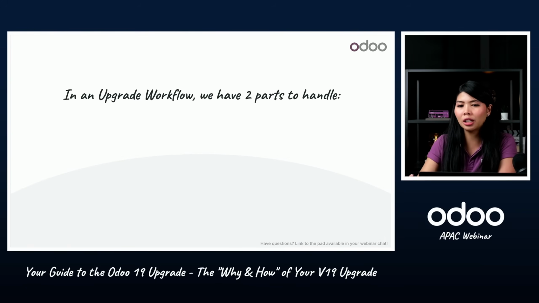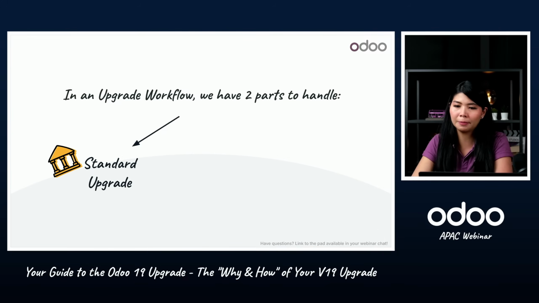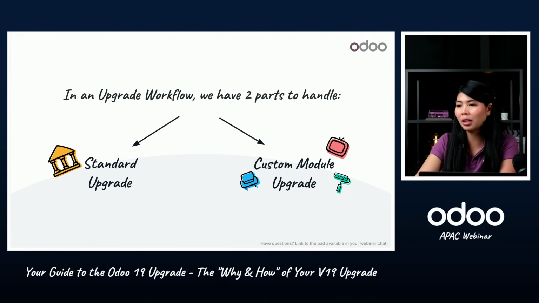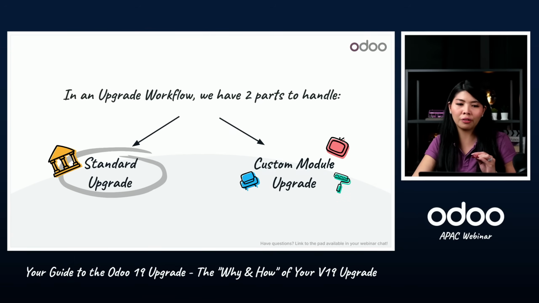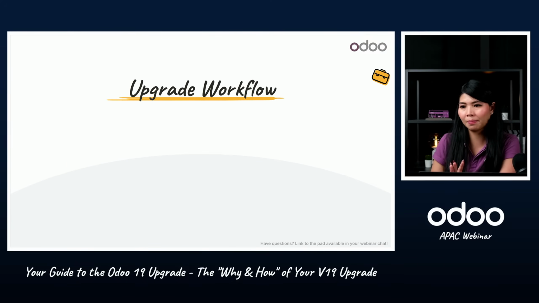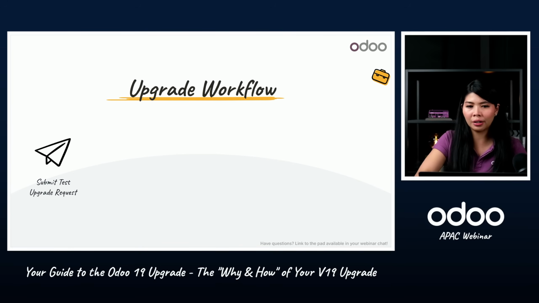So in an upgrade workflow, we have to handle probably about 2 parts: the standard upgrade and also the custom module upgrade. For the start, we're actually going to make sure to start first with our standard upgrade and show you what the flow looks like to start. So this is going to be your upgrade workflow for the standard modules.